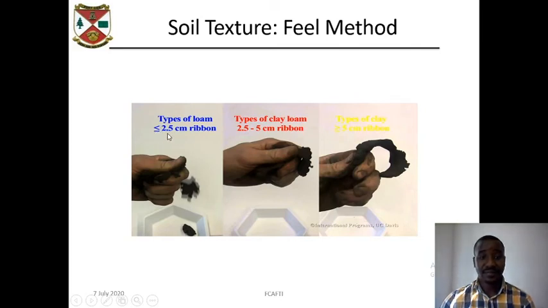Now, if the ribbon breaks before it reaches a length of 2.5 centimeters, then it means that your soil textural class is loam, loamy soil. And if your ribbon length is between 2.5 and 5 centimeters, then your soil is clay loam. And if the ribbon is greater than or equal to 5 centimeters, then your soil is clay soil. Okay.